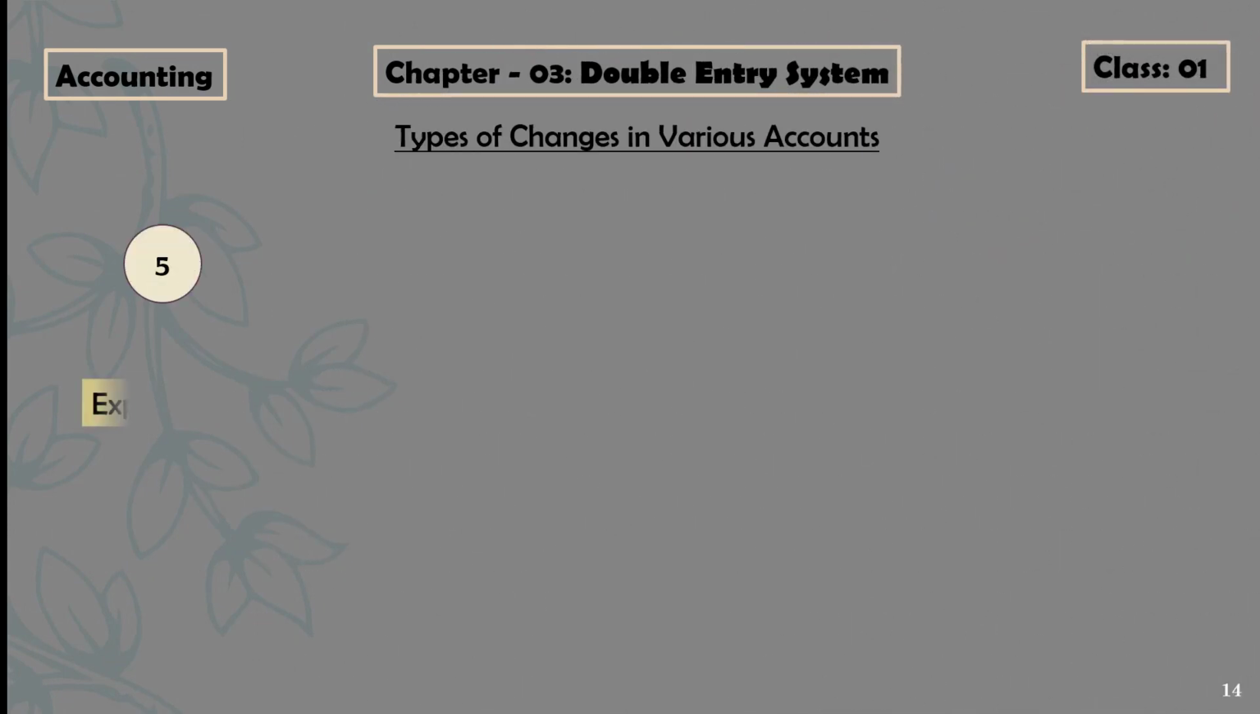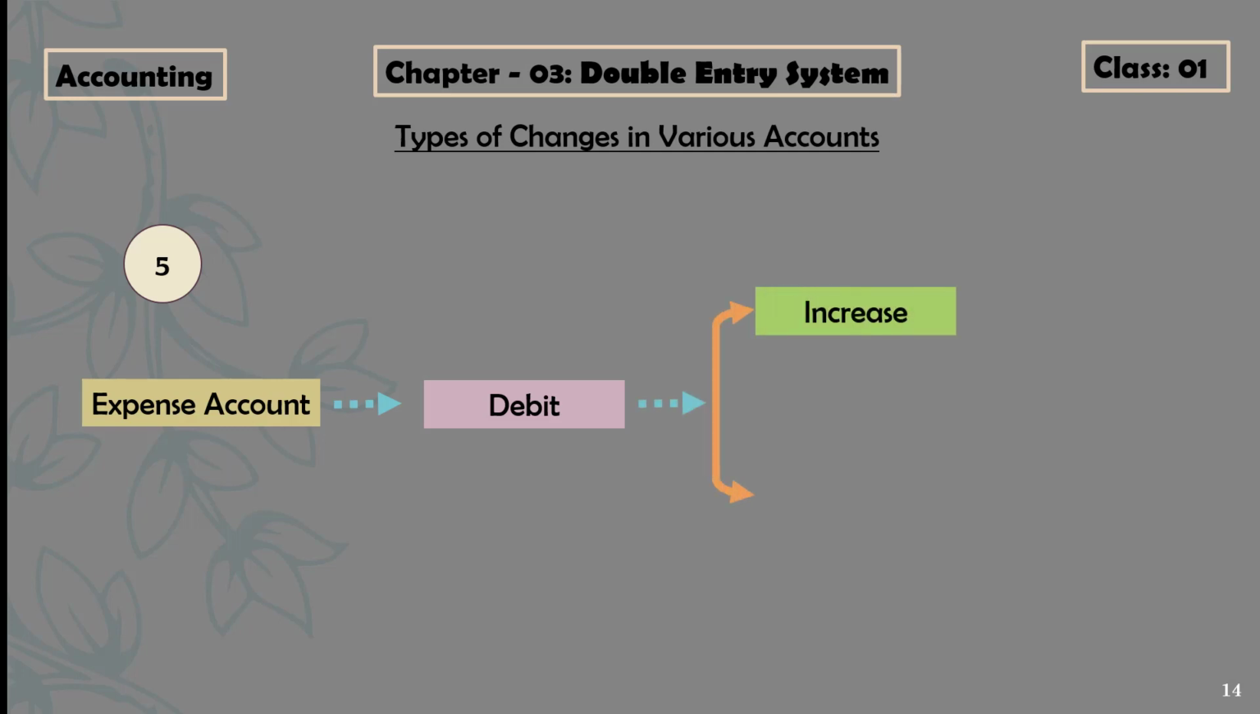Okay, now number 5, expense account, the final one. Usually it is a debit account. Expense account is generally a debit account. So if expense account increases, we will debit it, otherwise we will credit it. Listen very carefully and remember it. Any expense account when it increases, we will debit it, and if any expense account decreases, we will credit it.